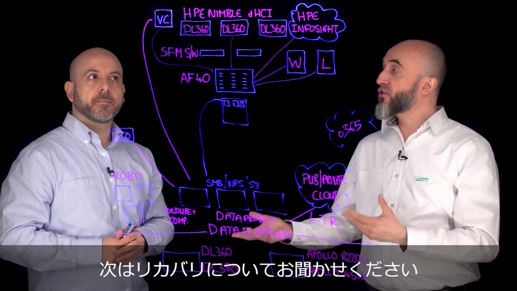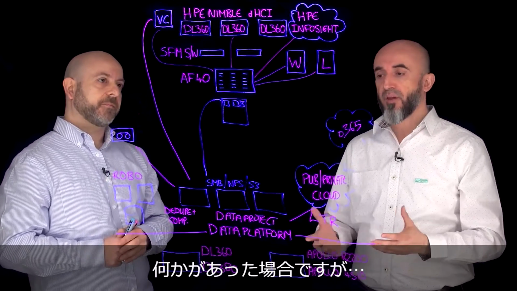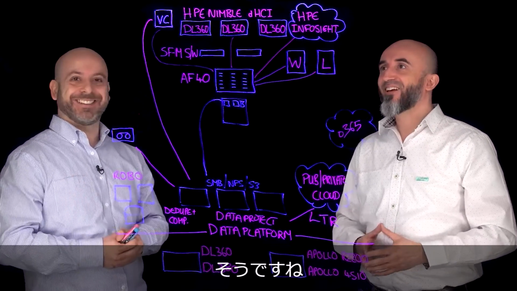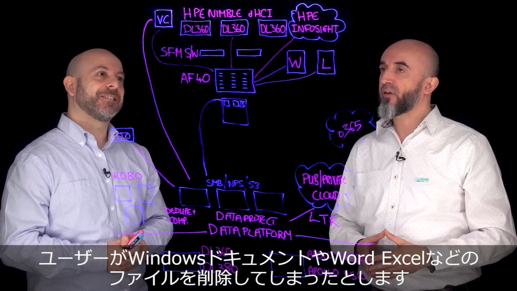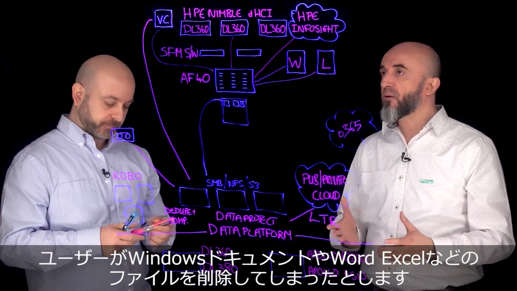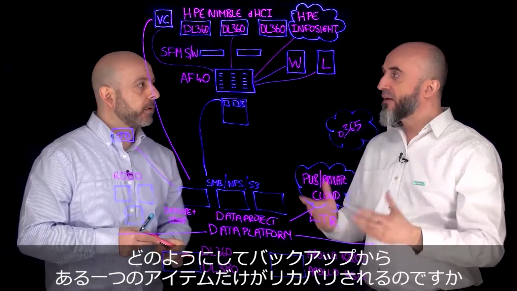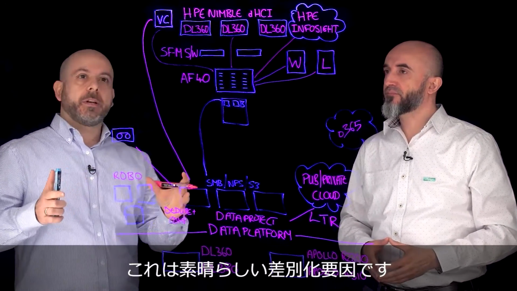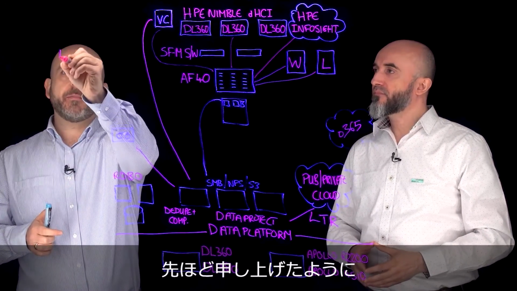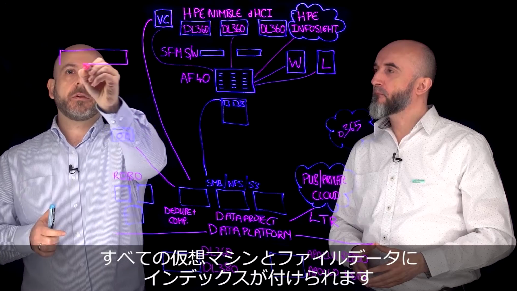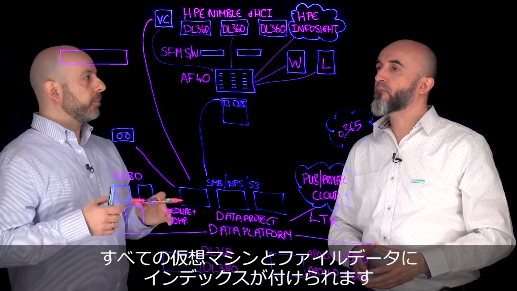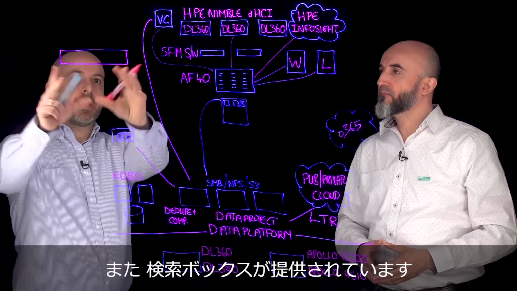Great. So now let's talk about recovery, right? Something happened. That's why we back up. Yeah, that's right. A user deleted a file, maybe a Windows document or Word or Excel, or it could be anything really. How do we recover a single item from the backup? This is a really nice differentiator because, as I mentioned, we index all of the virtual machines and the file data. We actually present them with a search box.